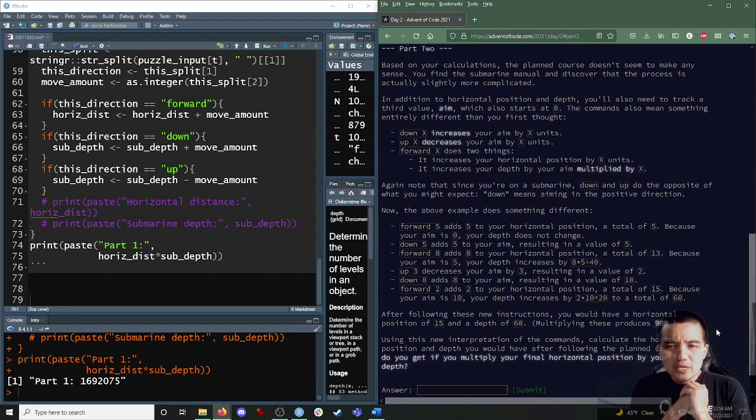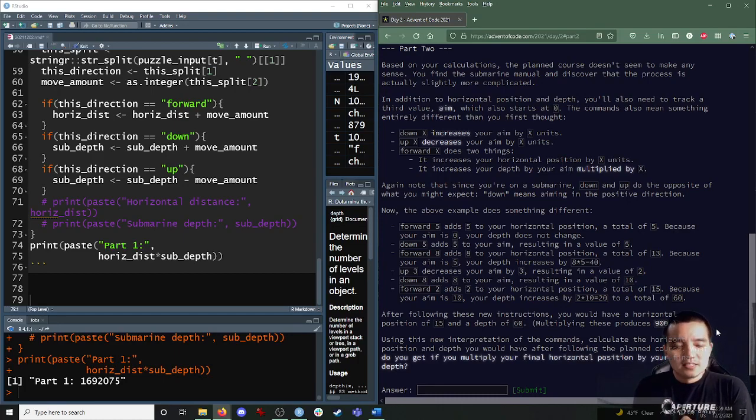Based on your calculations, the planned course doesn't seem to make any sense. You find the submarine manual and discover that the process is slightly more complicated. In addition to horizontal position and depth, you also need to track a third value, aim, which starts at 0. The commands also mean something entirely different than you first thought.